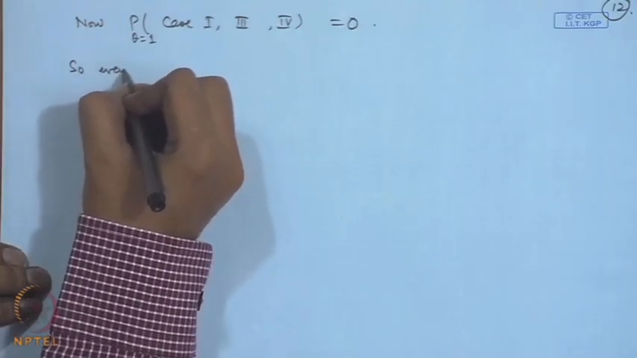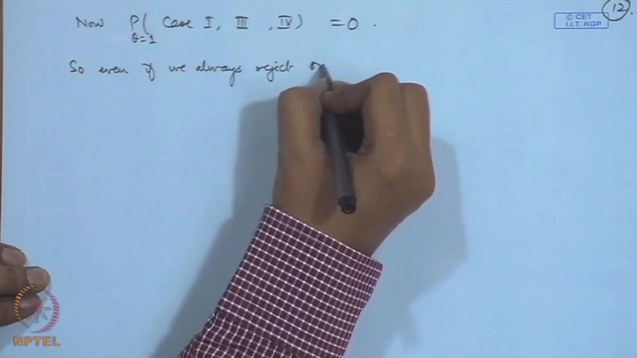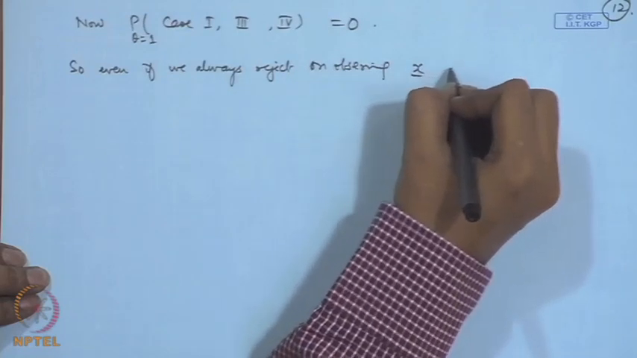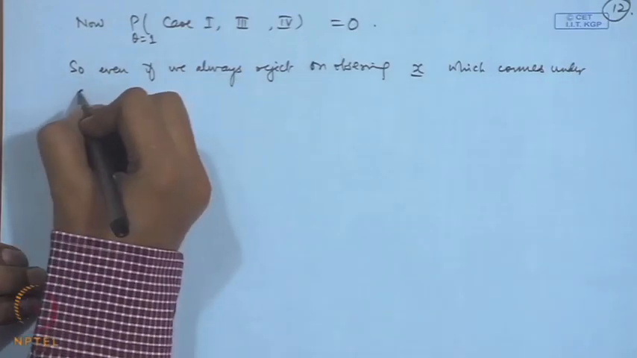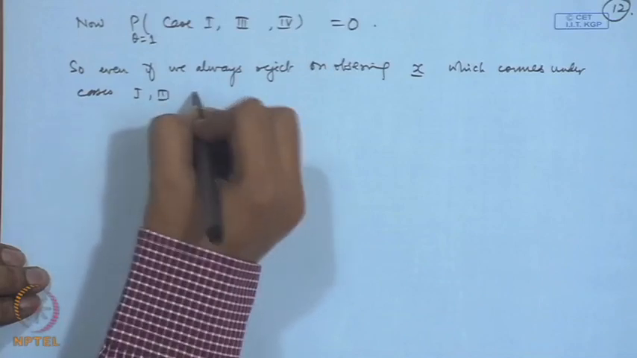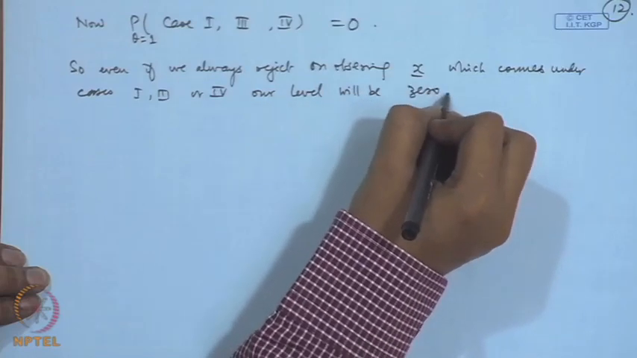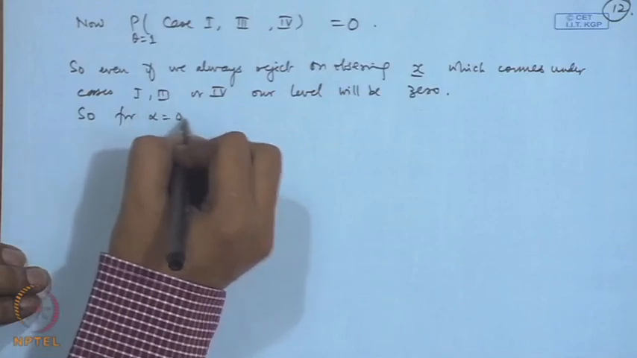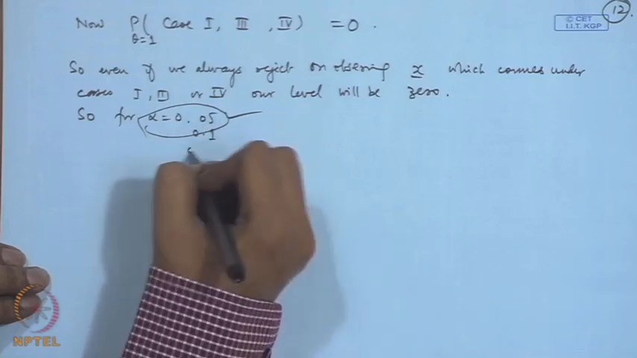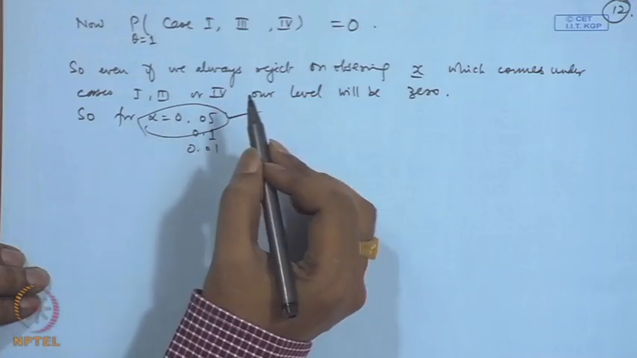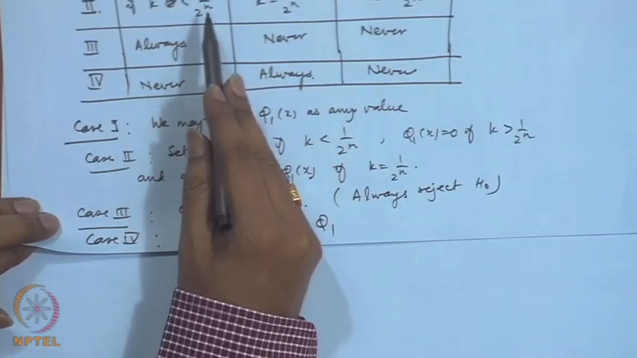Now, probability of case 1, 3 and 4 under the null hypothesis is 0. So, even if we always reject on observing x which comes under cases 1, 3 or 4, our level will be 0. So, for alpha equal to 0.05 etcetera, some given value of alpha, or say 0.01 or 0.1 etcetera, then what we should do? We should make the probability of rejection in case 2 possible.